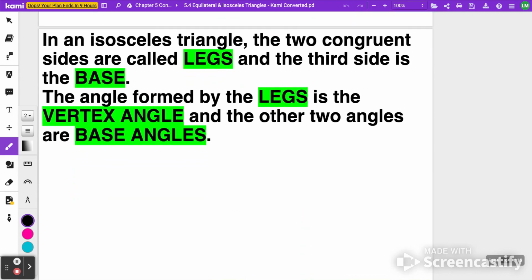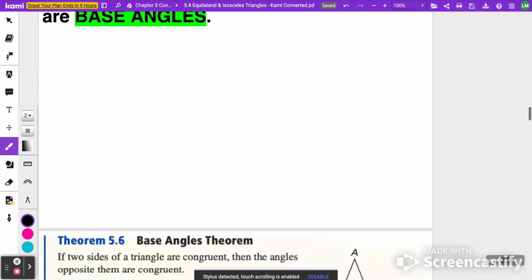The first thing we're going to write down are all of our vocabulary terms, so let's start with these. In an isosceles triangle, the two congruent sides are called legs, and the third side is called the base. The angle formed by the legs is called the vertex angle, and the other two angles are the base angles. We'll show a picture here in just a moment, but let's make sure we have all this information written down. And then as you're done, you can click play to continue on with the video.